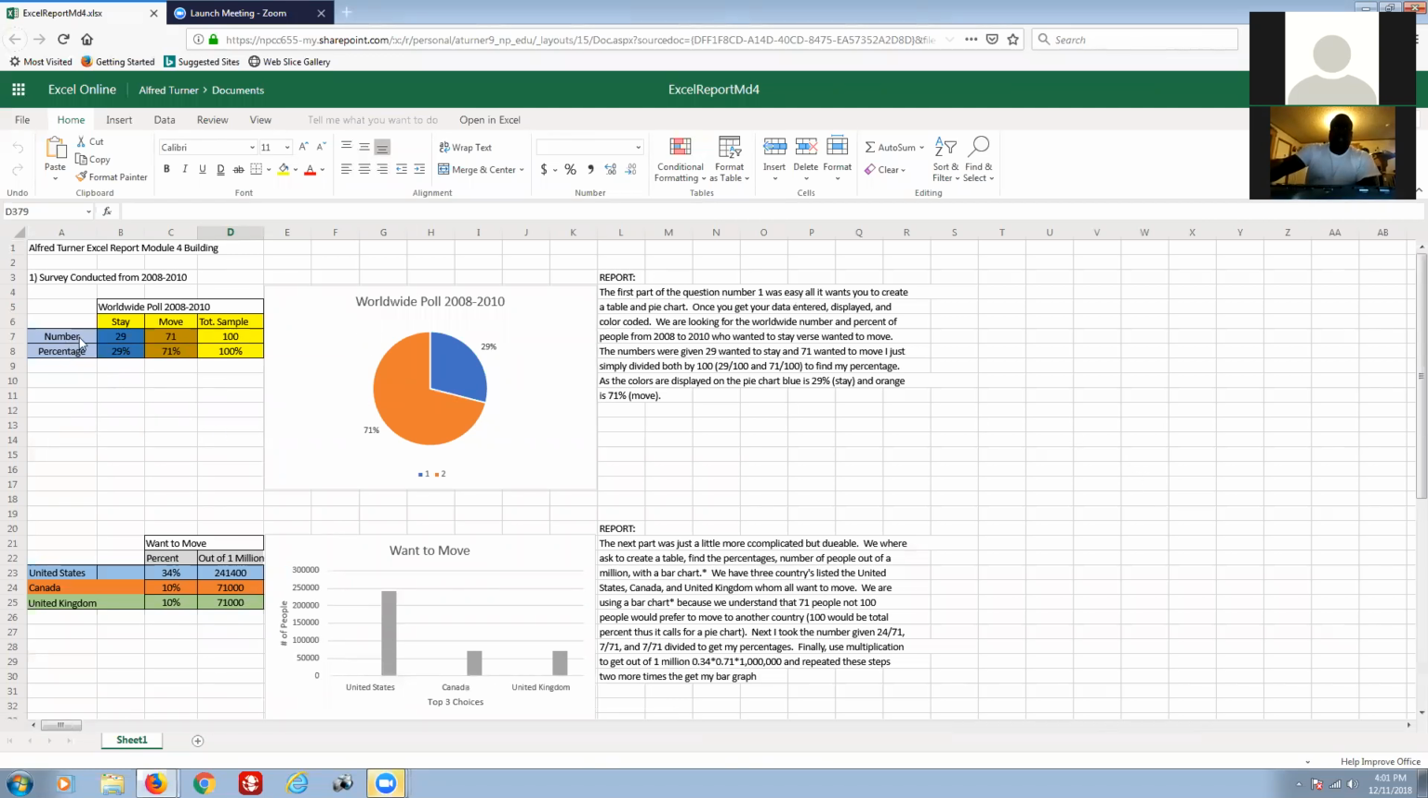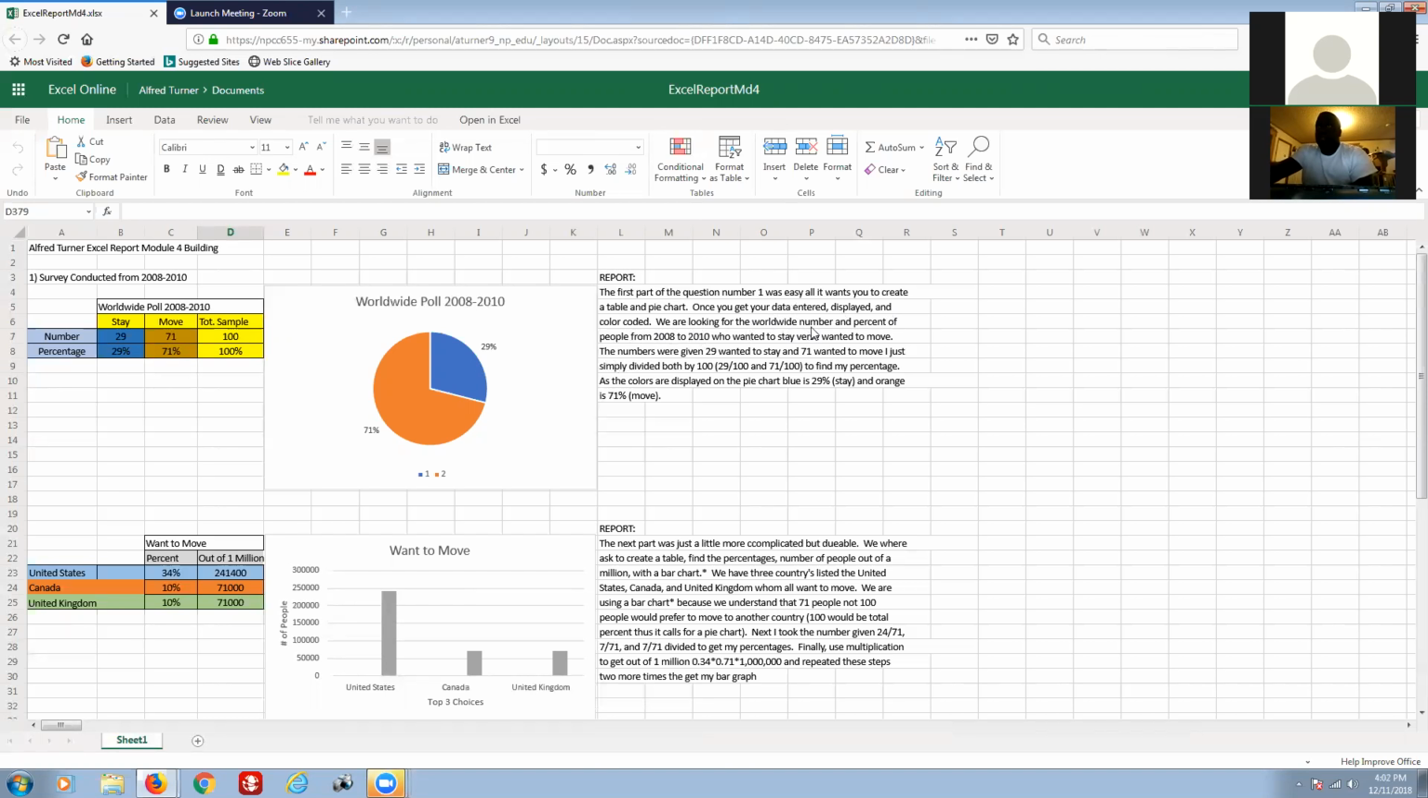This is my pie chart. The number that would stay is 29, which is 29%, and the number that would move is 71, which is 71%. You can see right here. The first part of the question, number 1, was easy. All it wants you to do is create a table and pie chart. Once your data is displayed, it's color coded.